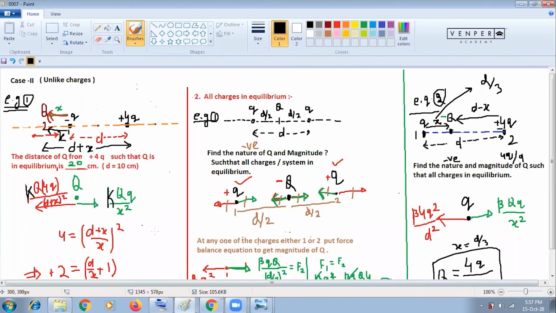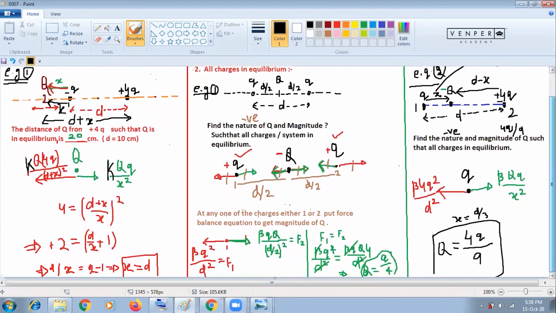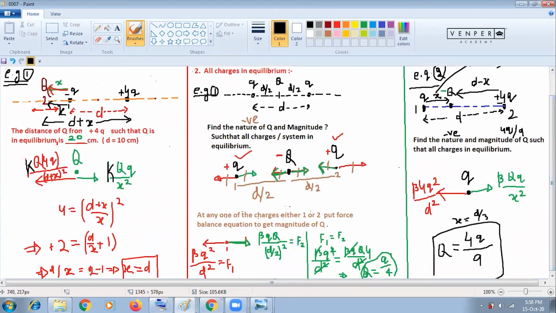I hope you are understanding. So by taking dissimilar charges, we are finding the equilibrium point. Here it is coming x equal to d. That means if minus q and plus 4q are d centimeter apart, then x is also d. If d is 10 centimeter, then the charge is at 10 centimeter from minus q, and at 20 centimeter from plus 4q.